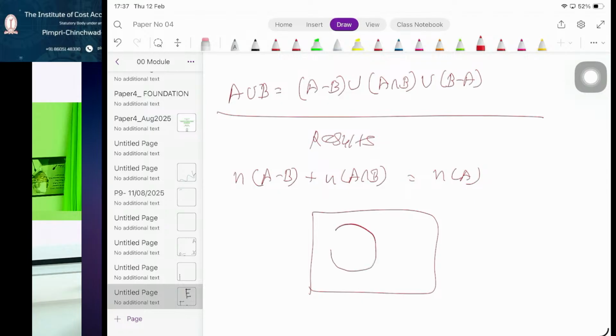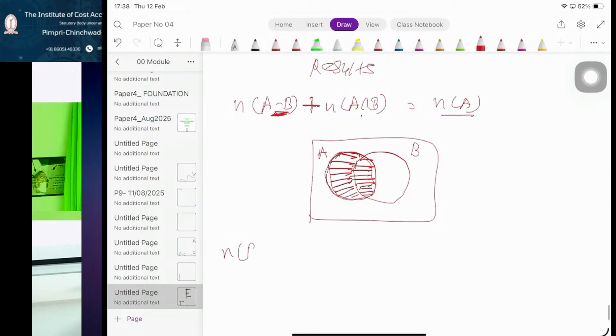ये एक डायग्राम में ये हमने किया. Number of elements of A minus B. A minus B यानी ये वाला पोर्शन. प्लस का मतलब उसमें ऐड किया. कौन सा? A इंटरसेक्शन B यानी ये वाला पोर्शन भी उसमें ऐड किया. तो आपको क्या मिल गया? फुल A. तो आपको क्या मिल गया? फुल A, सेट B.